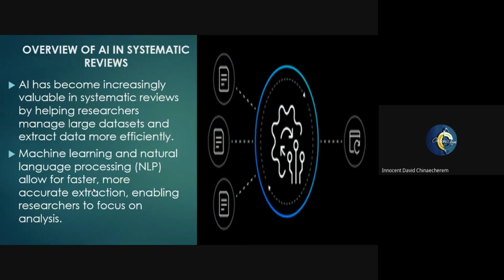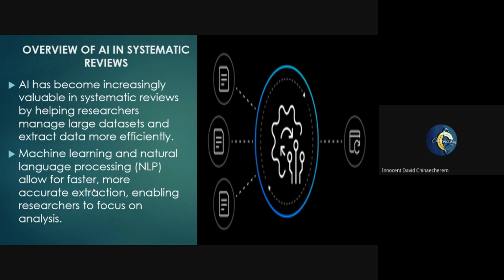Now, just as we usually do, we'll start by knowing what the overview of AI in systematic review is. So AI has become increasingly valuable in systematic review because it helps us to manage large data sets and extract data more efficiently. Now is not a time whereby suffering proves that you're an expert, right? So let's say you decide to review or critique the articles one by one. That doesn't make you an expert.